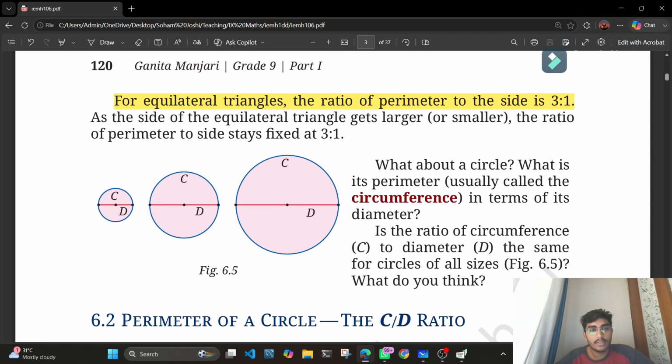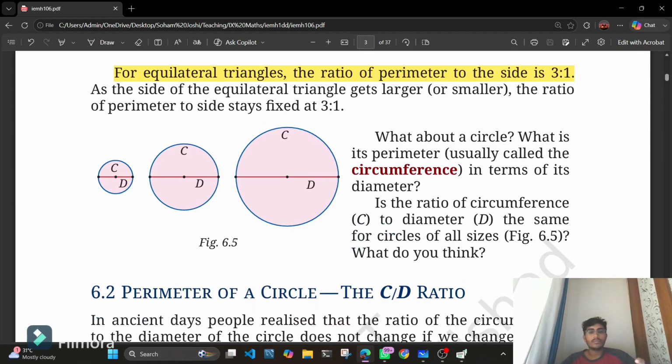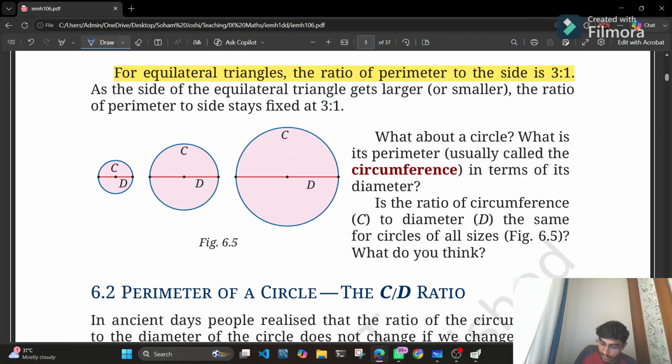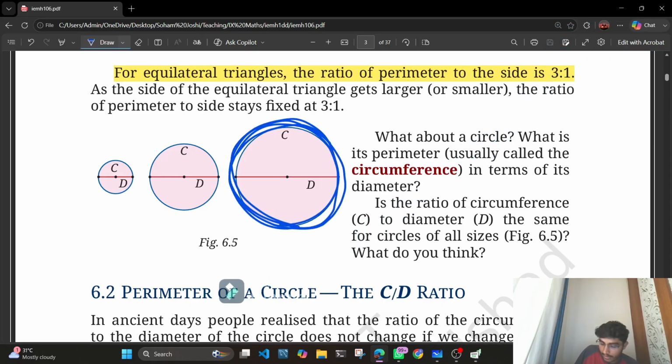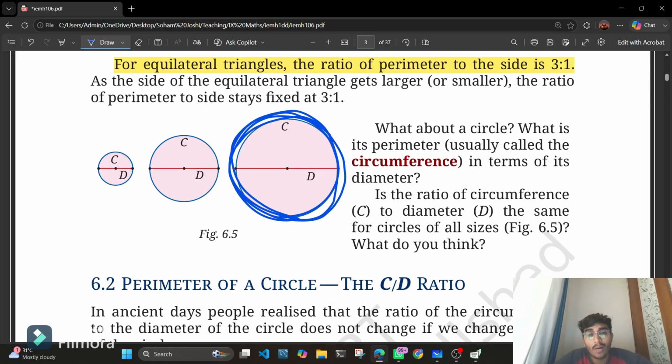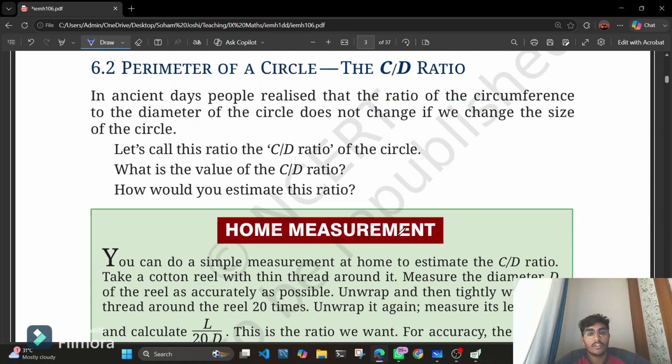Next up, we have the circle. For a circle, we do not call it the perimeter, we call it the circumference. So basically, this is our circumference. Okay, so this part which we call the perimeter is the circumference for a circle. But what is the formula for the circumference of a circle?